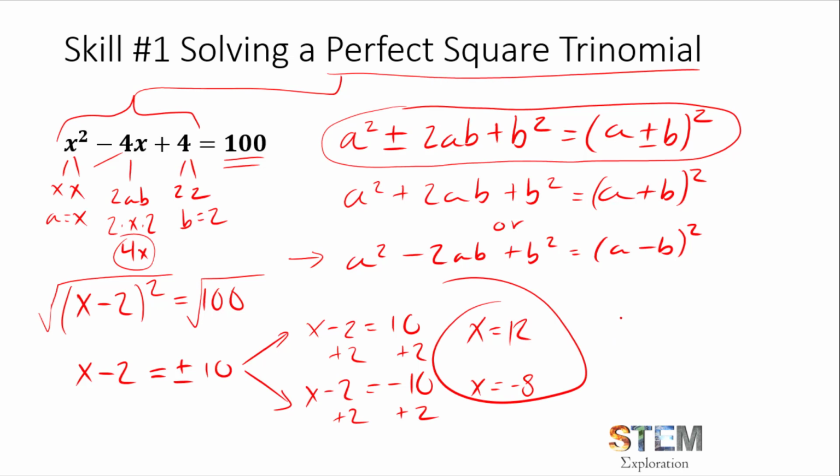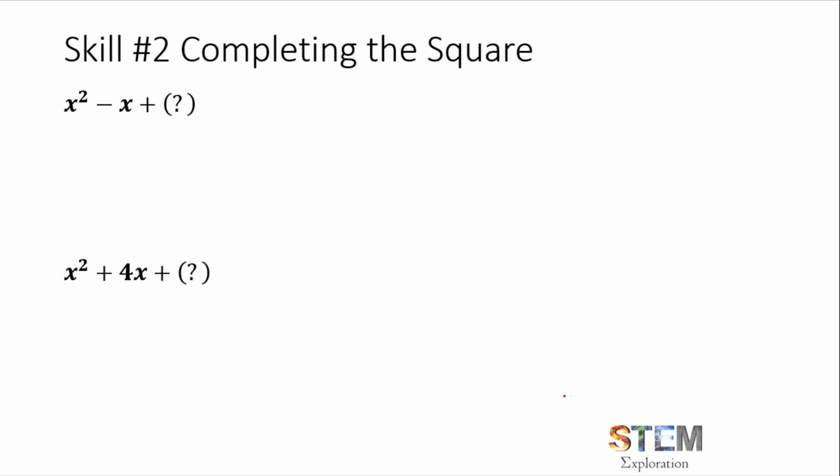So you can either write them separately like this, or a lot of times this is more than acceptable in terms of writing your solutions. But I have solutions of 12 and negative 8 for this particular scenario. And this, again, just is another way that we can find these solutions of x.